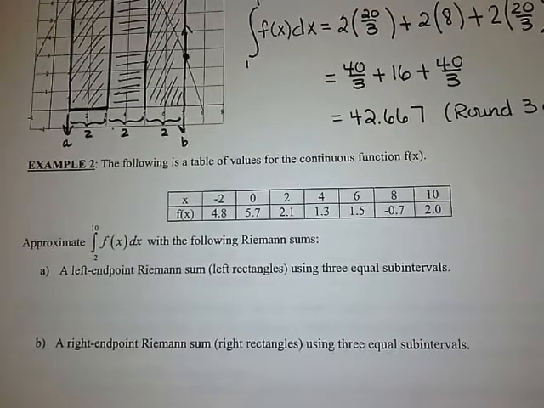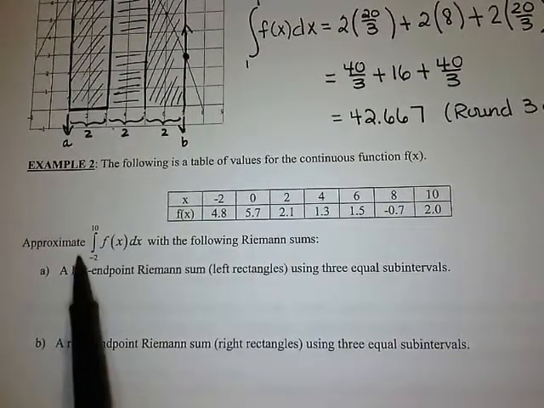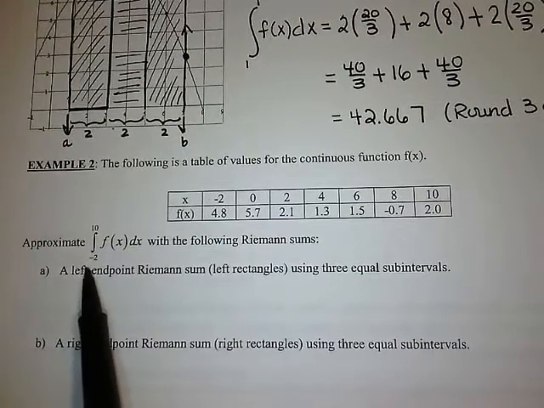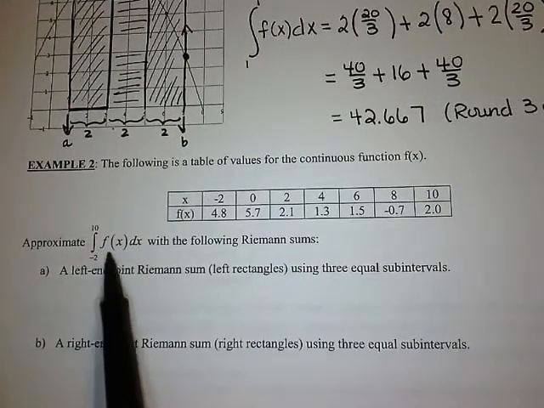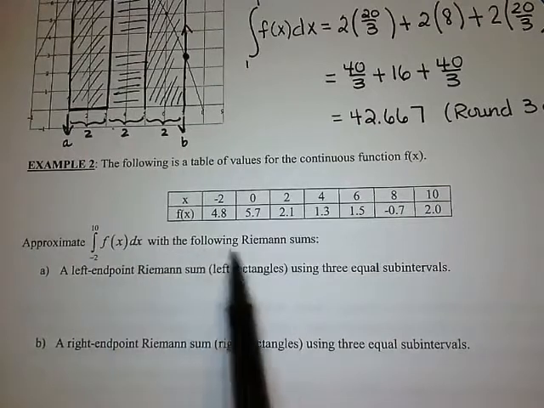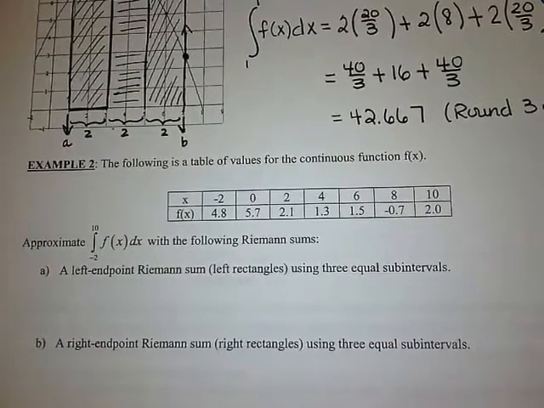So basically what they've done is they have already given you a table of values for some continuous function f of x. We don't know what the function is, as we did up above where they told us what the function is. And it says we're going to approximate the area under the curve from -2 to 10 of f of x dx with the following Riemann sums. We're going to do one left and one right, one midpoint, and also a trapezoid, just to see the different ways to do it.